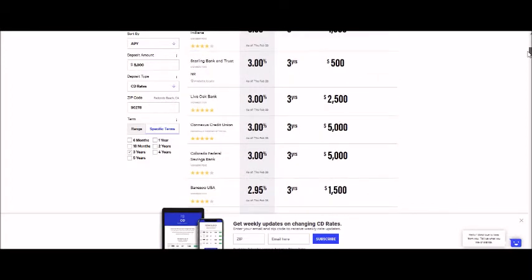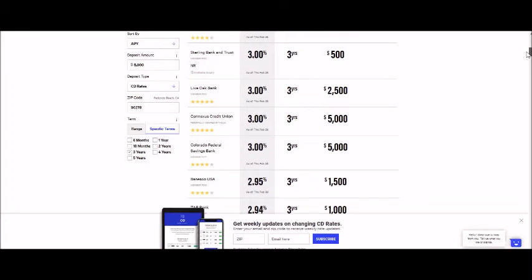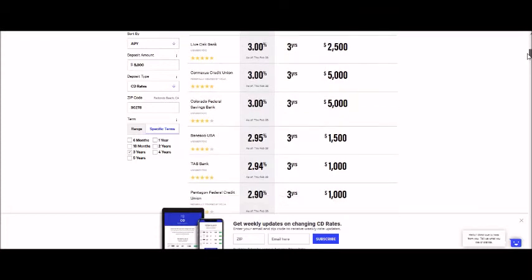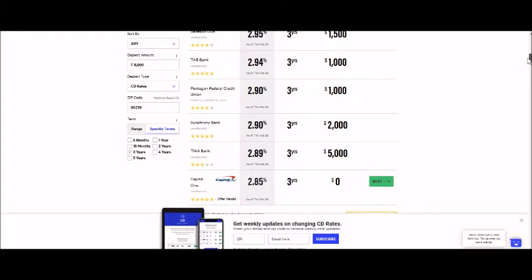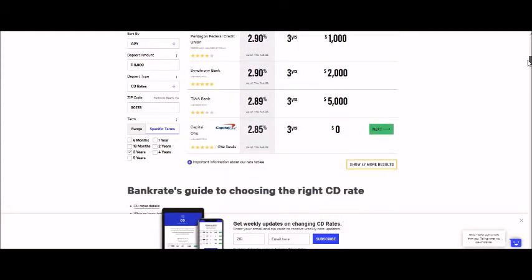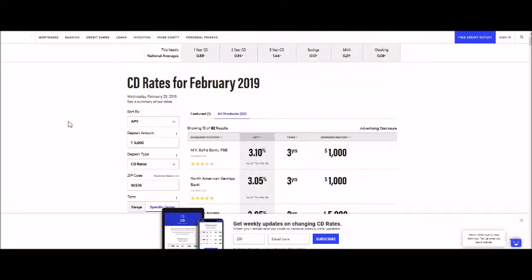And now you have a lot more choices where you can put your CD, a lot of local banks in here, a lot of internet banks in here. Okay, and that's how you use Bankrate to find the CD that you want to have for the term that you want it for and for the deposit amount that you want to use.